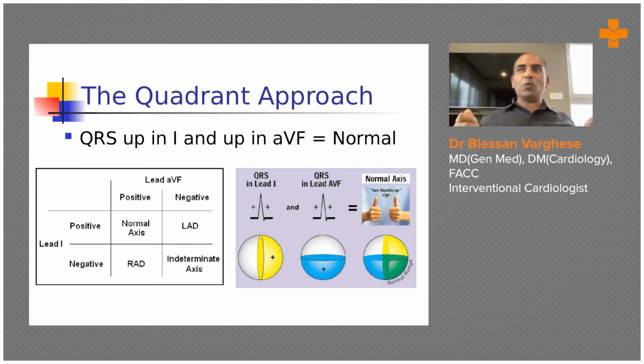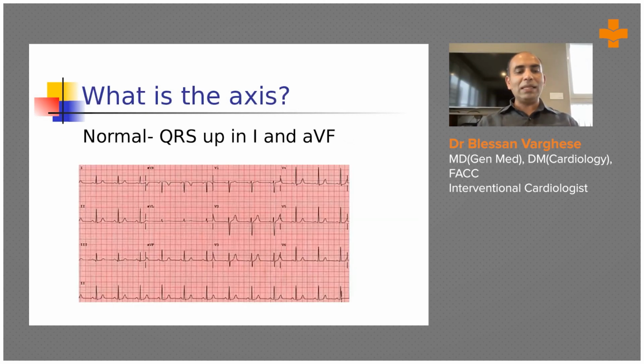So if both are positive, it's a normal axis. If lead 1 is positive and lead AVF is negative, that means it's the left axis deviation. If lead AVF is positive and lead 1 is negative, it's the right axis deviation. And if both are negative, it's an indeterminate axis. So this is as simple as that. I think for all clinical purposes, this is all that is required regarding the axis.